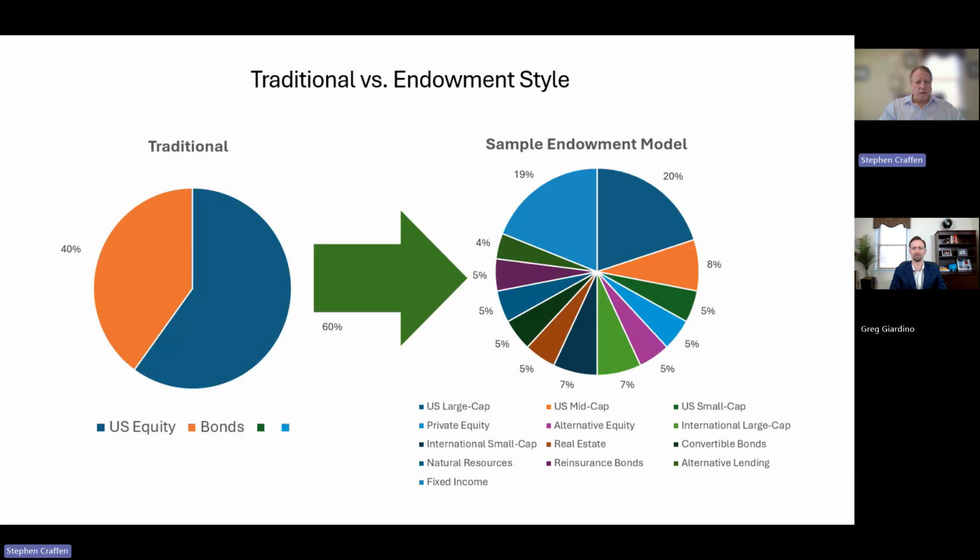But here's the traditional versus the endowment style. Traditional, here's a 60-40 portfolio. You probably have heard of that: 60% stock, 40% bonds. But in the endowment model, you would diversify much more broadly among a number of different asset classes. We're going to talk about some of them here. We can't cover all of them today, but there's a number of non-traditional investment types you should consider. We're also going to discuss in a minute what is actually an asset class, by the way. You want to have different asset classes in your portfolio, okay?